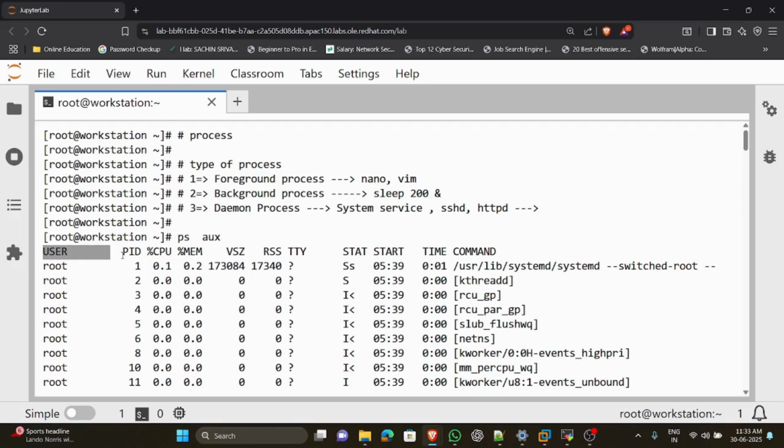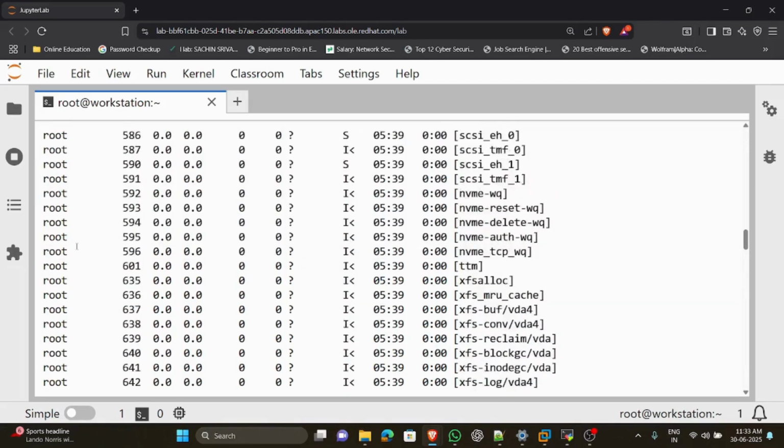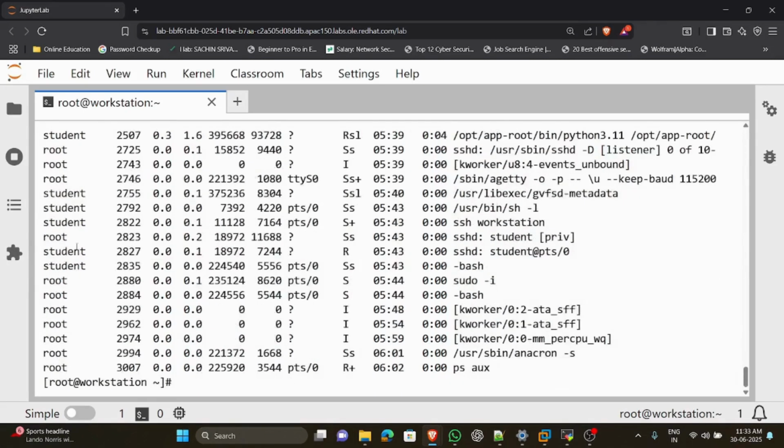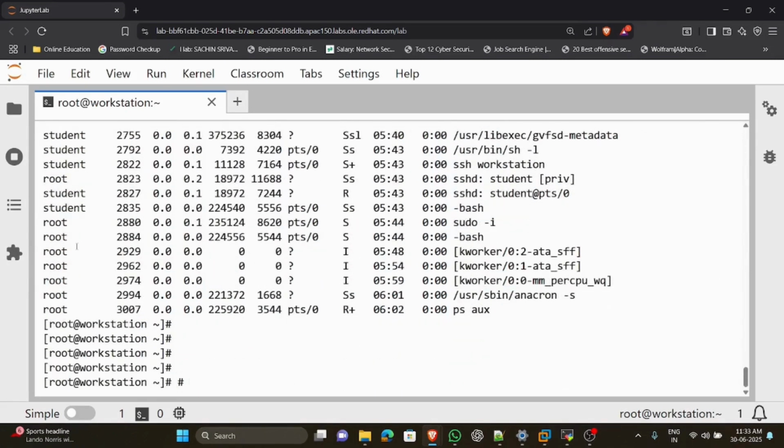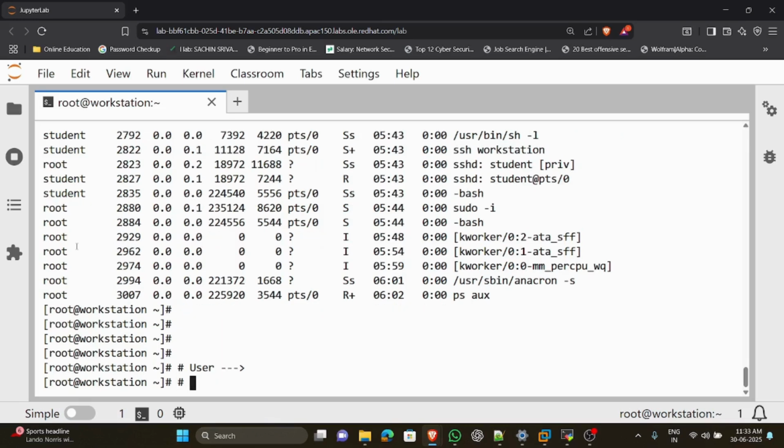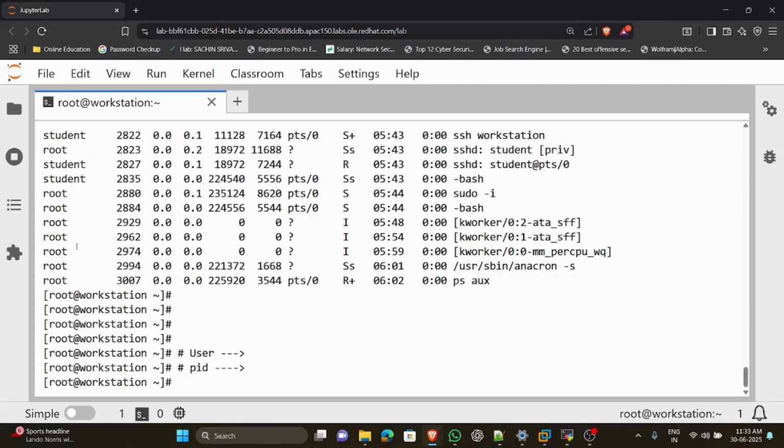So when you look at this, there is multiple information. User, then PID. They all have their own meaning. By which user it is running, it will come under the user option. Then there is PID. PID is known as the process ID. What is the identification of your process? Then you have seen percentage CPU.